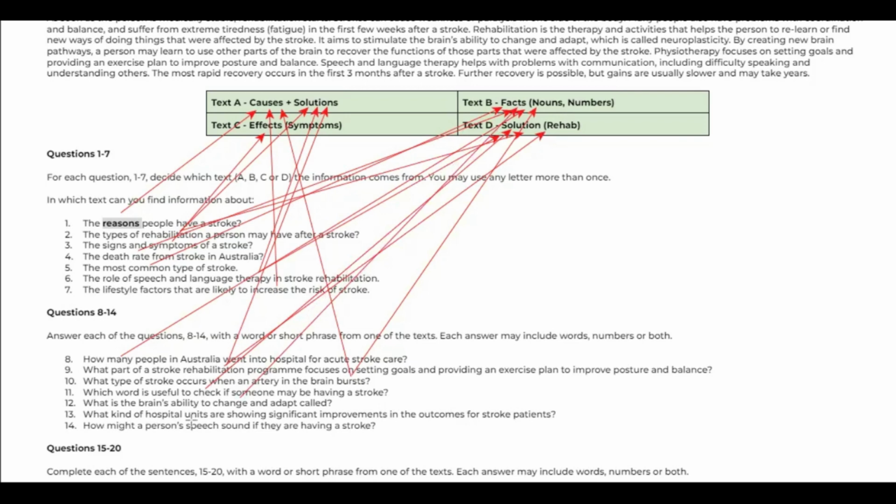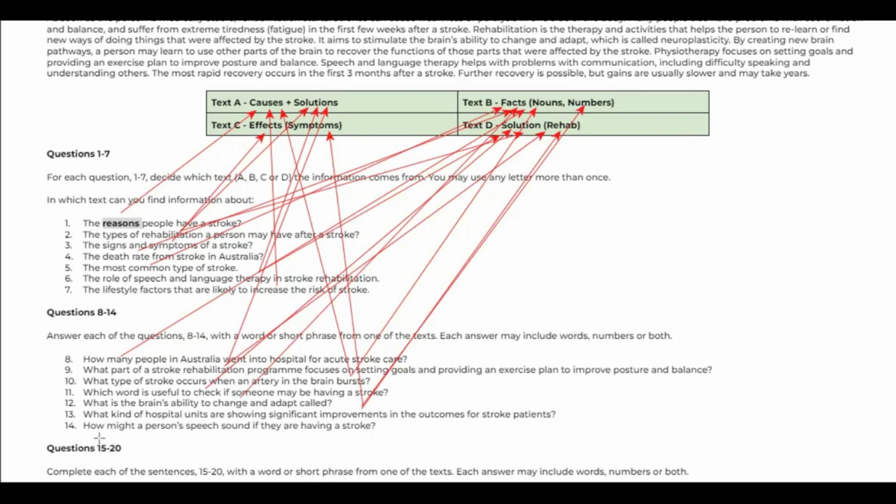What kind of hospital units are showing significant improvement in the outcomes of stroke patients? Improvement happens only when you give this treatment or rehabilitation solution. So this will be the most accurate area. Sometimes it can also be in the effects area, but less likely. It can also be found in the numbers and facts area, less likely.